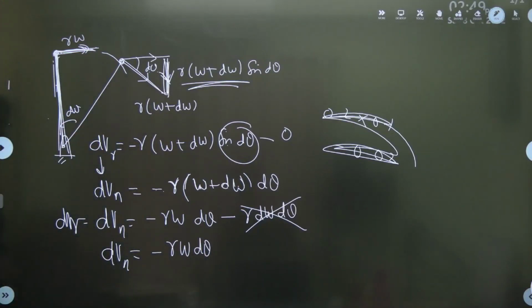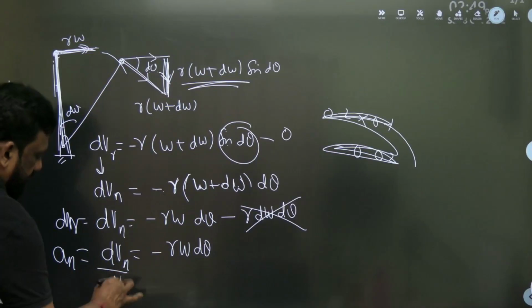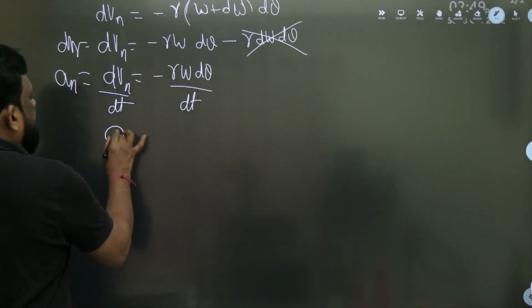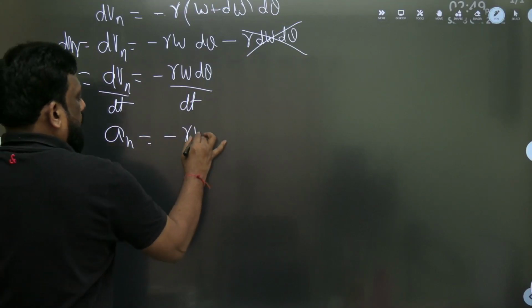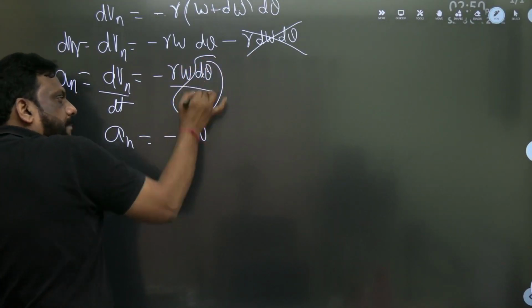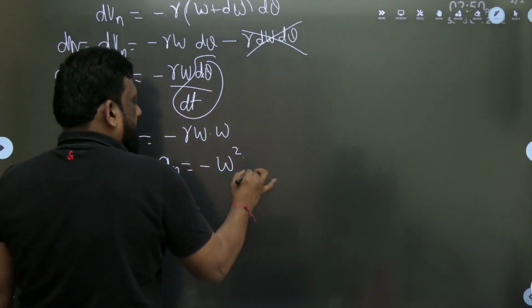Exactly. Now I want acceleration. What is the acceleration in the normal direction? So divide with time. So I'll write the acceleration in the normal direction as minus r omega, times the change in angle per unit time, the rate of change of angle, omega. So into omega. So the acceleration in the normal direction is minus omega square r.